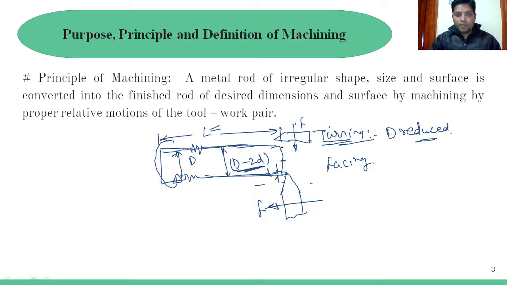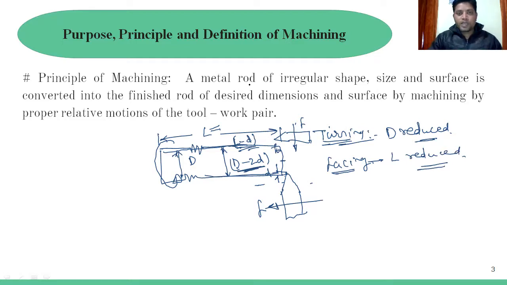Okay, so what will happen if this much amount of cut we are taking here, then whatever length will be remaining will be capital L minus small d. So in facing, what are we reducing? The length is reduced. But what is the purpose, what is the principle?